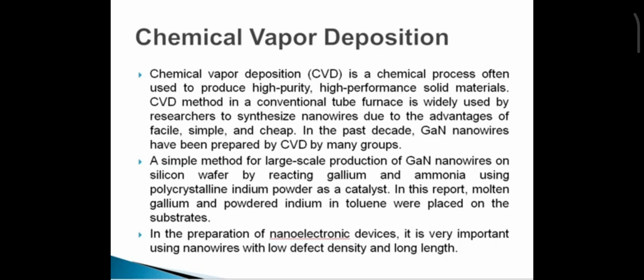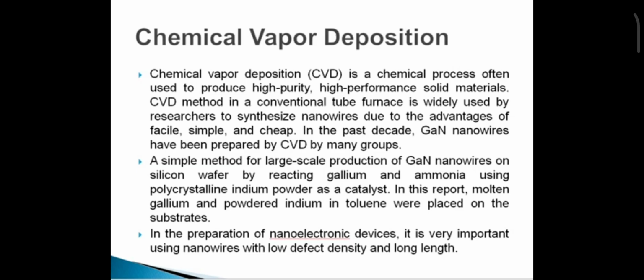CVD is a chemical process often used to produce high purity, high performance solid materials. The CVD method in a conventional tube furnace is widely used by researchers to synthesize nanowires due to its advantages of being facile, simple and cheap. In the past decade, gallium nitride nanowires have been prepared by CVD by many groups. A simple method for large-scale production of gallium nitride nanowires on silicon wafer is by reacting gallium and ammonia, using polycrystalline indium powder as a catalyst.